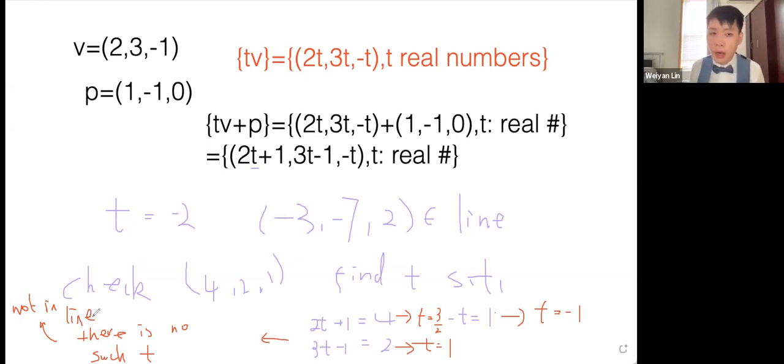So that's the power of this formula for the line: you can check whether a point is in the line. It can also tell you how to find specific points in the line.